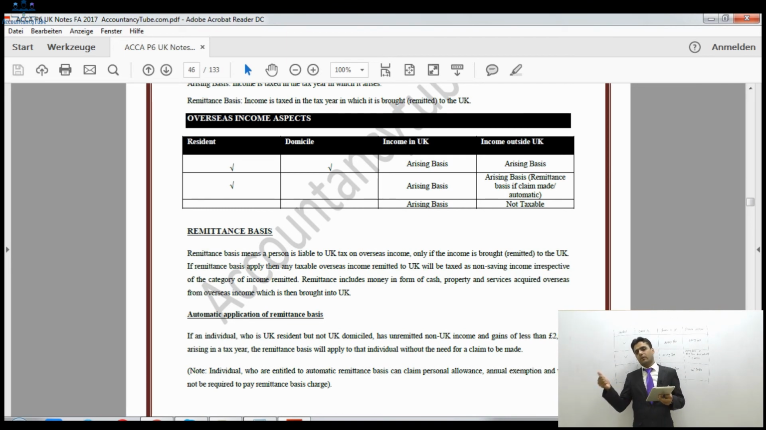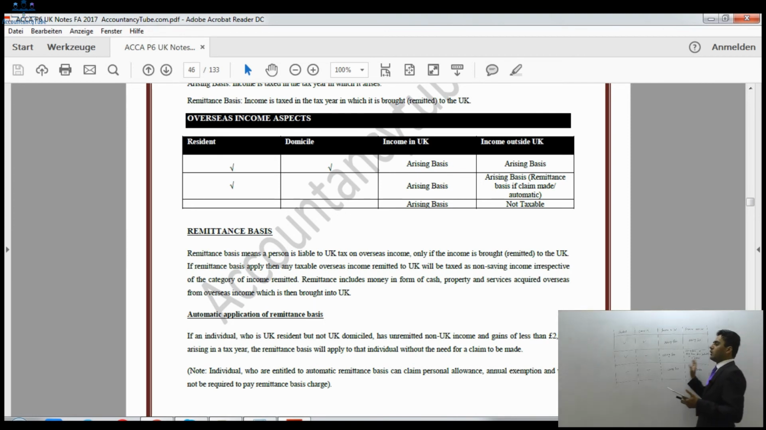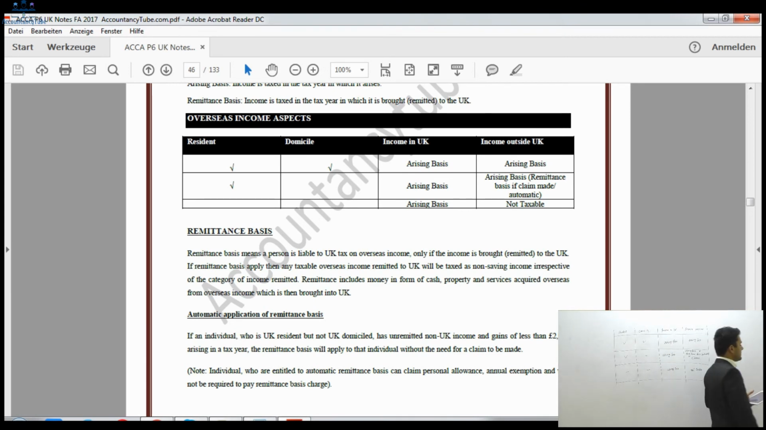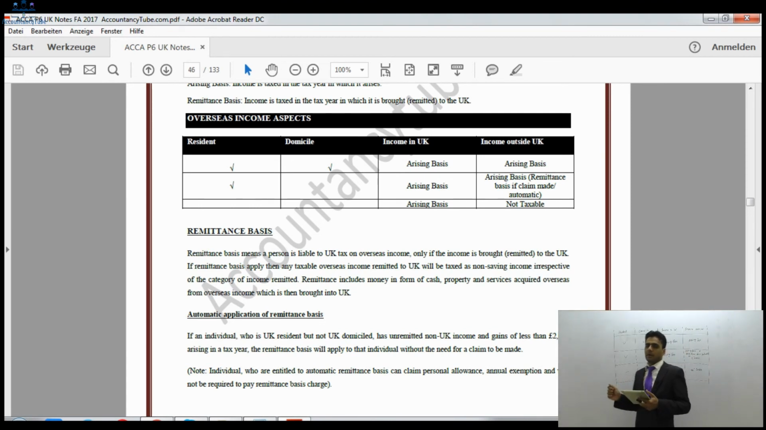So one personal allowance is for income tax purposes, but there is another annual exemption for capital gains tax purposes as well. So if remittance basis automatically applies, you will get the full personal allowance and you will get the full capital gains tax annual exemption. But if you claim the remittance basis, then you will not get the personal allowance and you will also not get the capital gains tax annual exemption. So that is the bad thing if you claim the remittance basis.